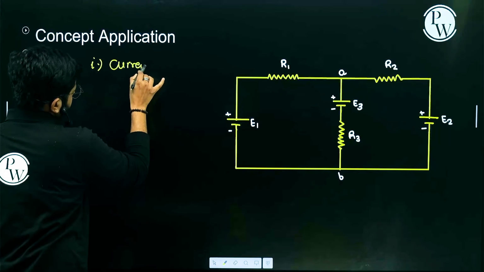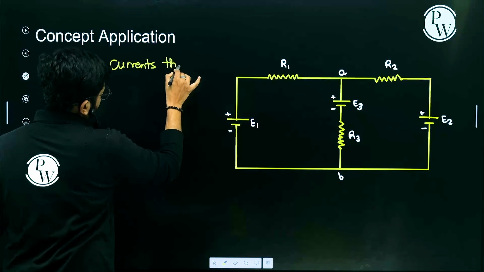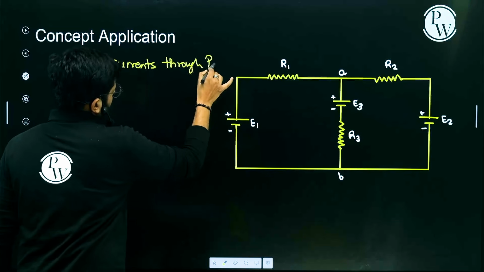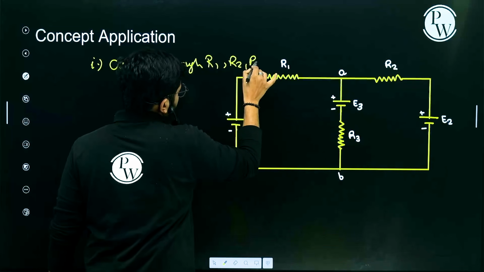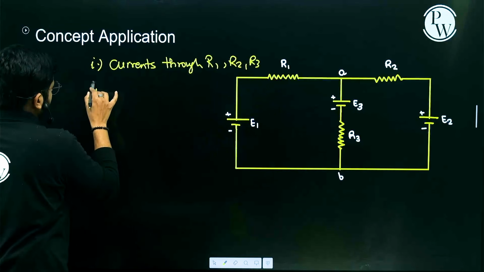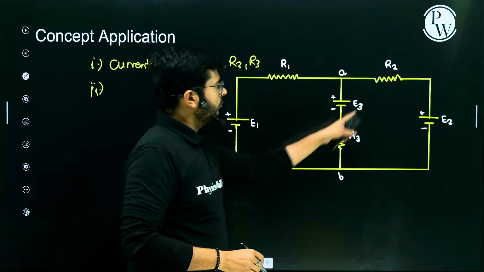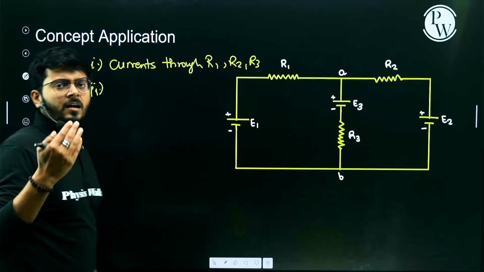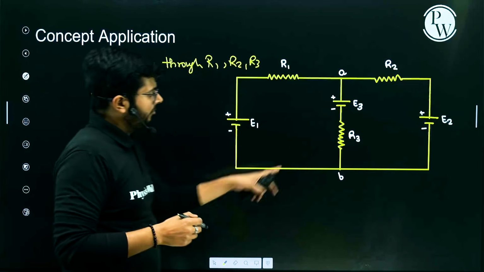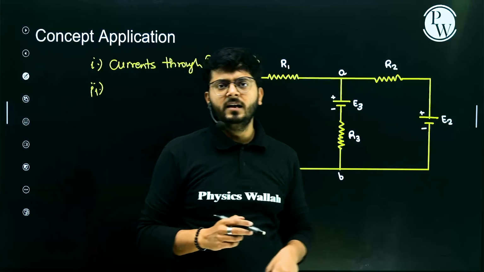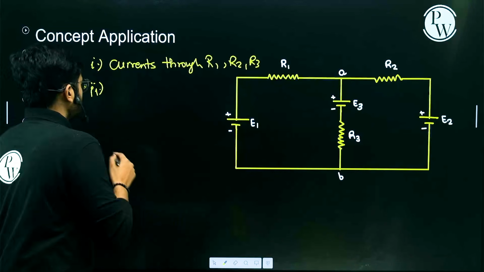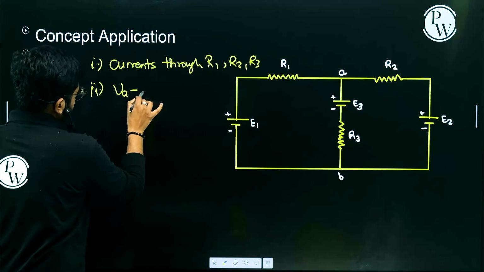Currents through R1, R2 and R3. All these numericals I have chosen so that you get absolute concept clarity. You need to find the values of current through R1, R2, R3. The second thing we can find out is what will be the potential difference VB minus VA or VA minus VB in this situation.